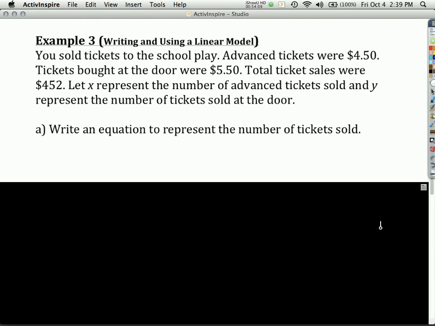So $4.50 for advance tickets, $5.50 if you wait to come to the door right when the show is going to start. The total sales were $452. How many tickets were sold of each? So the first thing we're going to do is just write an equation to represent the situation. We're already told that x is going to be the number of advance tickets, and y is going to be the number of tickets sold at the door.